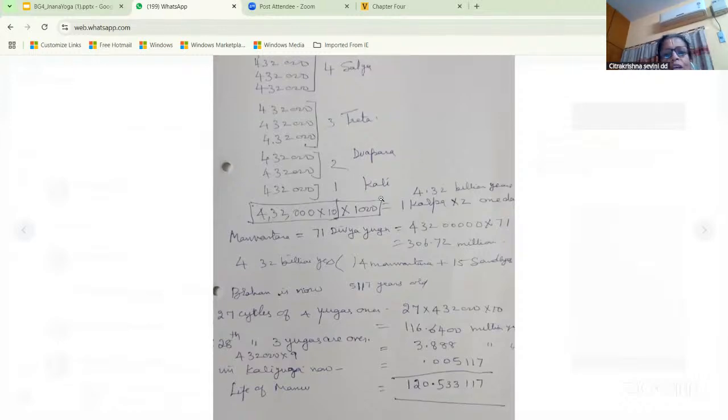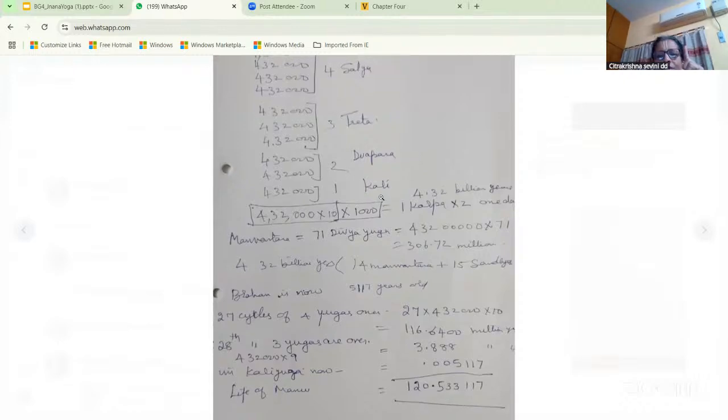Kali Yuga, 4,32,000. Kali Yuga is only once. One means Kali Yuga is 4,32,000 only. Dwa means two, so Dwapara Yuga is 2 times 4,32,000, that means 8,64,000. So Kali Yuga is 4,32,000 years, Dwapara Yuga 8,64,000 years. Similarly, Treta Yuga means 3 times of Kali Yuga, so that will be how much? 12,96,000 years. So similarly, Satya Yuga.